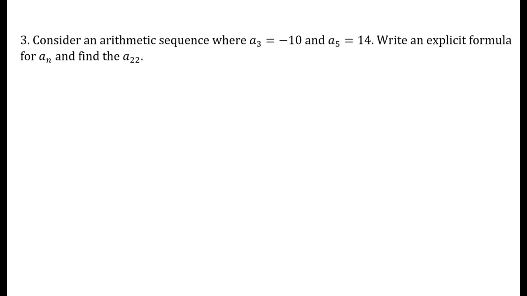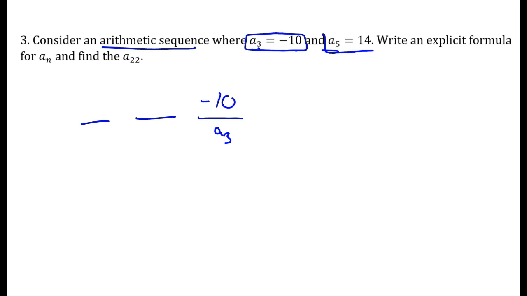Number 3, consider an arithmetic sequence. I know my sequence is arithmetic, so I'm thinking of adding or subtracting. What this is trying to say is the third term, a sub 3, is -10. What does this say here? This says a sub 5 is 14. So that means the fifth term is 14. That's the fourth term, and there's the fifth term, 14.